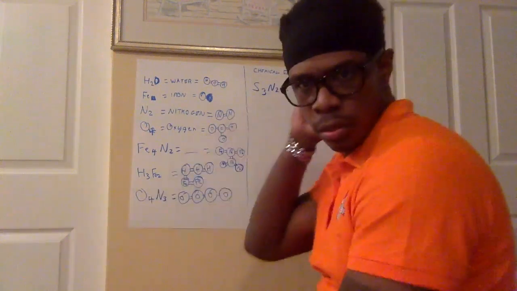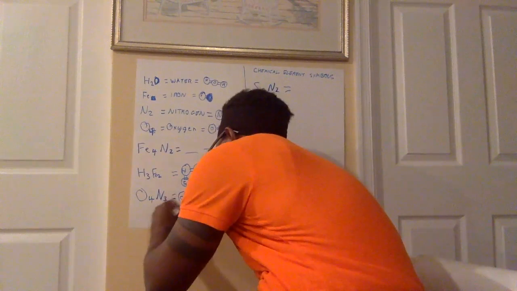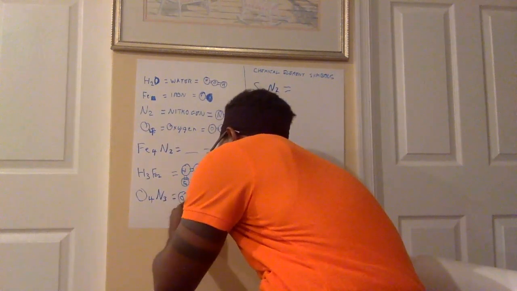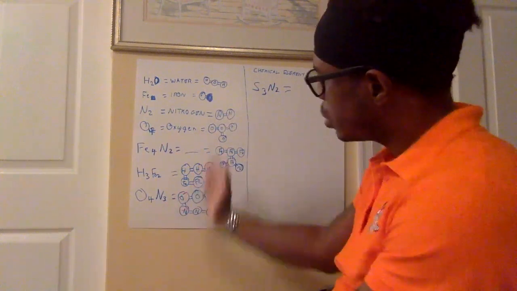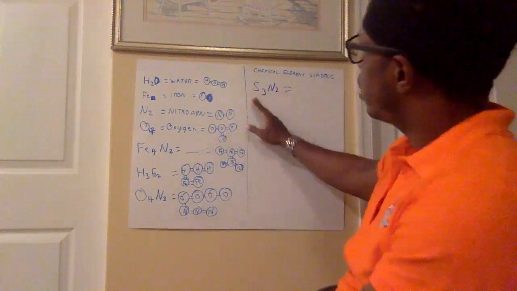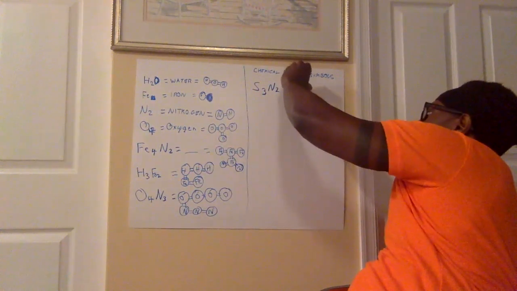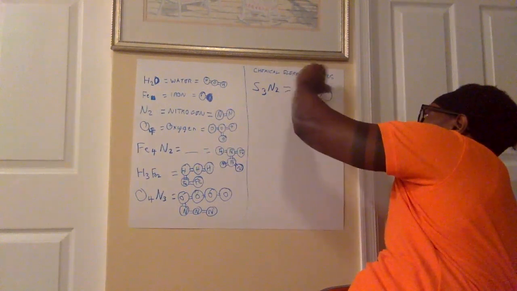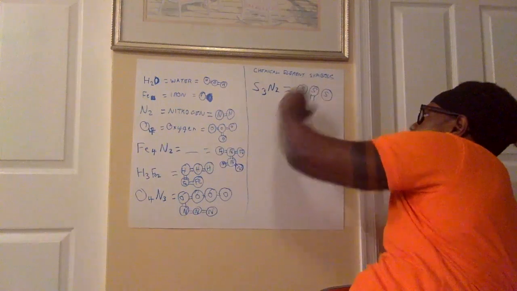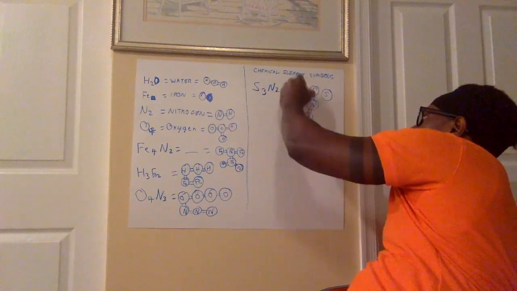And how many nitrogen? Correct, 3. We can do 1, 2, 3. Nitrogen, nitrogen, nitrogen. So 4 oxygen, 3 nitrogen. And last we have S3N2. So that would be 1, 2, 3 sulfur atoms. And then 1, 2 nitrogen.